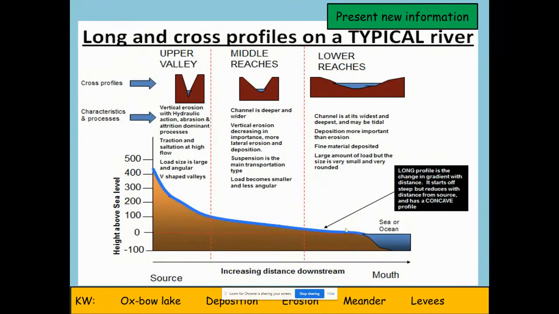Okay, so as you can see, in the middle reaches of the river the vertical erosion decreases in importance. We're looking at more lateral erosion and deposition, and then in particular today, in the lower reaches of the river, more fine material is deposited, and deposition is far more important than erosion.